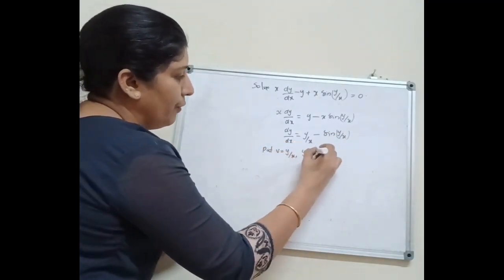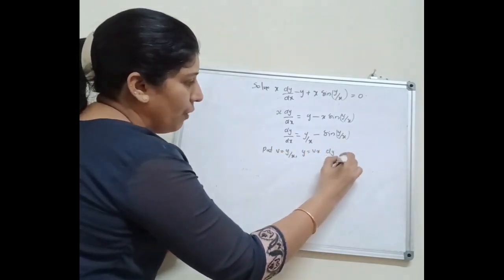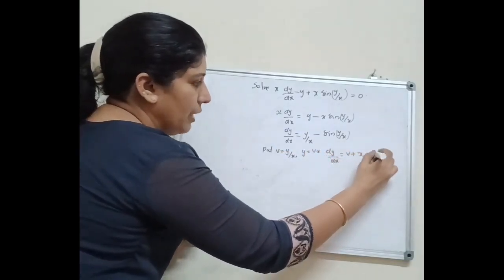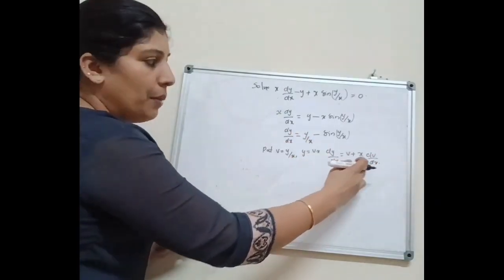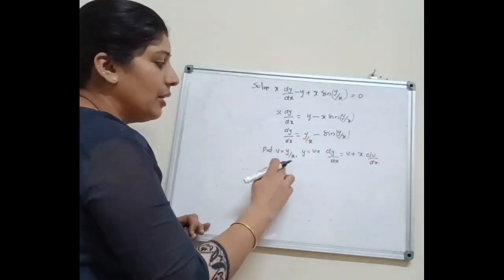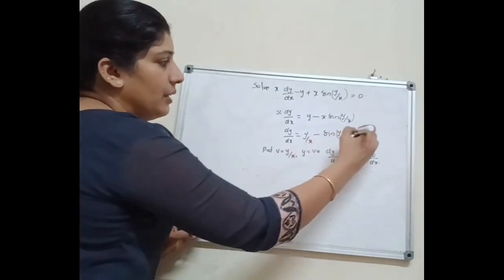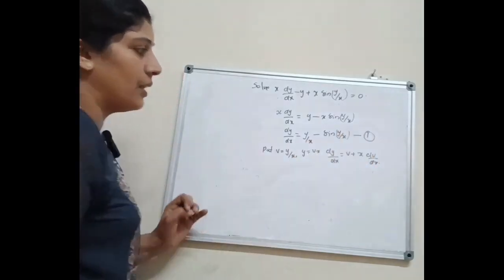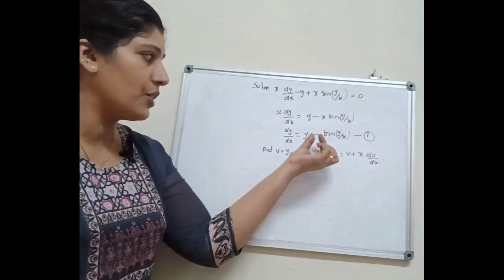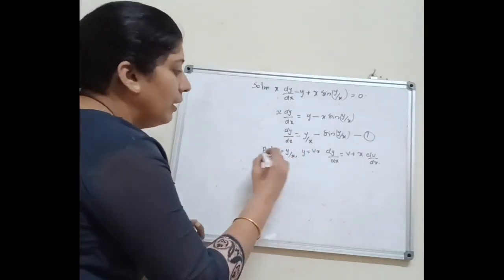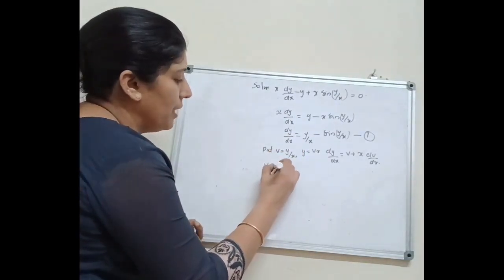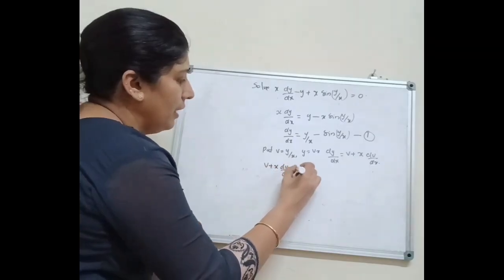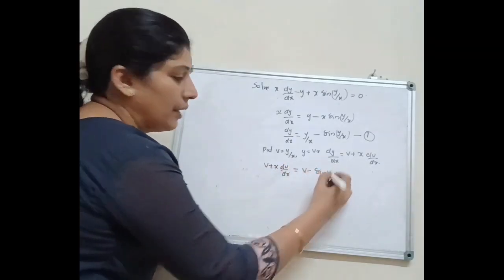Next, put v equal to y by x. Therefore, y equal to vx. Therefore, dy by dx equal to v plus x into dv by dx. Then substituting dy by dx equal to v plus x into dv by dx and v equal to y by x in this homogeneous differential equation, that is, of the form dy by dx equal to function of y by x. Therefore, the homogeneous differential equation becomes v plus x into dv by dx equal to v minus sine v.